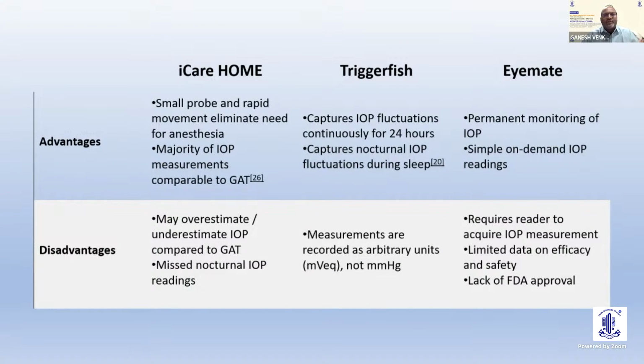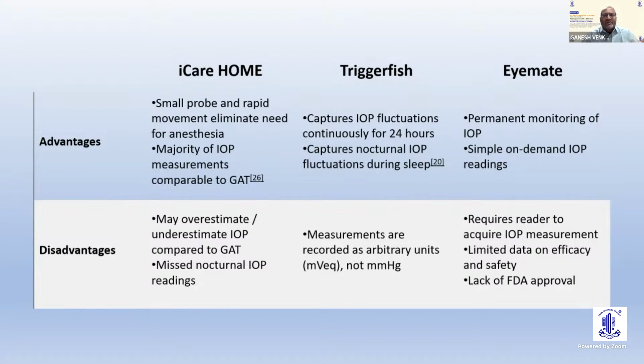So coming to the home monitoring system, you have the iCare Home, which is a small probe, and the advantage is that you don't need anesthesia. The majority of the IOP measurements are comparable to GAT. The disadvantage is that it may have a little bit of overestimation or underestimation depending on how the patient is using the device. And you have a tendency to miss the nocturnal IOP readings.